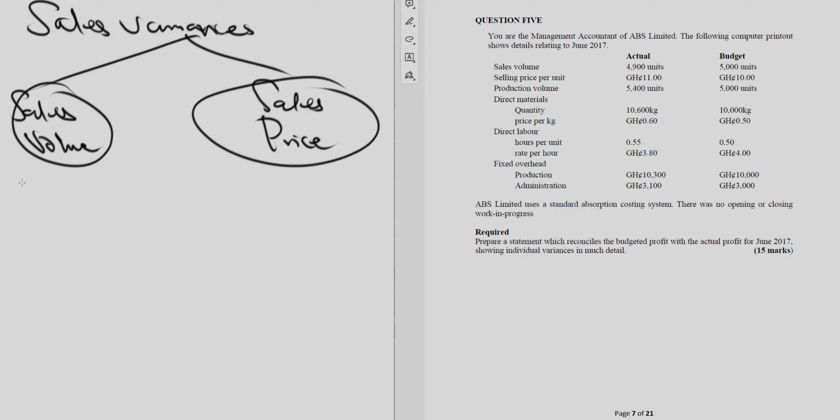So our sales volume variance is giving us our actual quantity minus our budgeted quantity times our standard profit. Yes, that is our standard profit. So here lies the case.